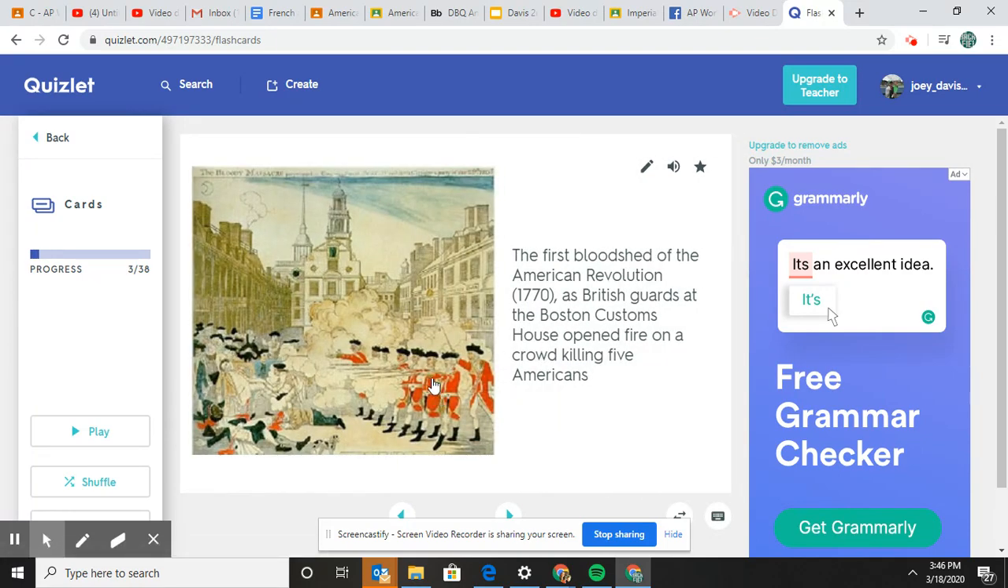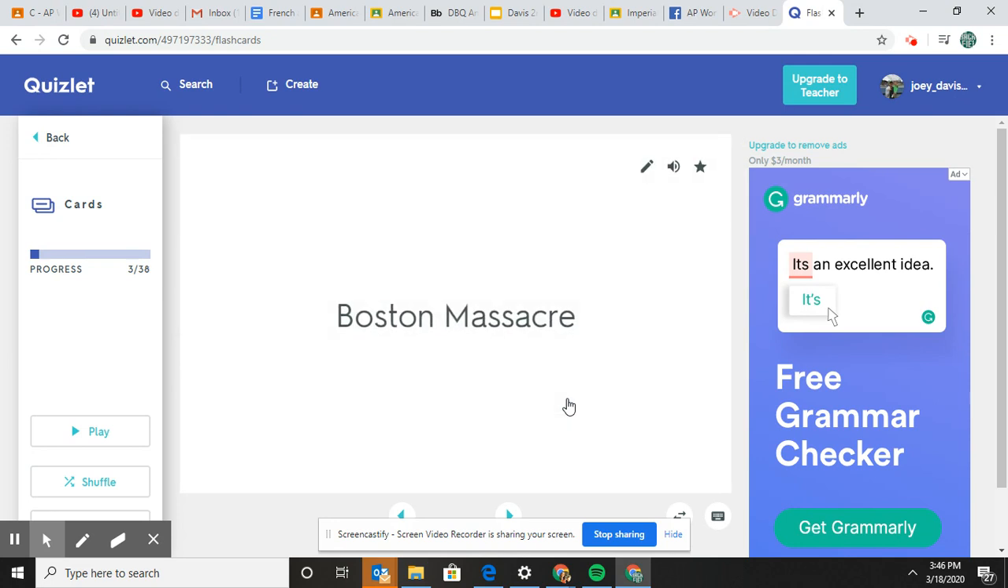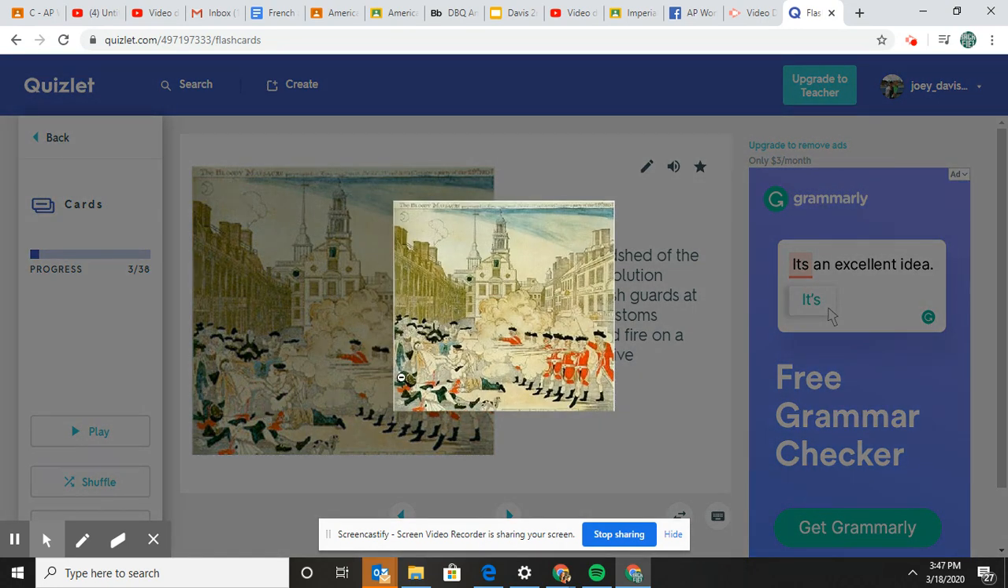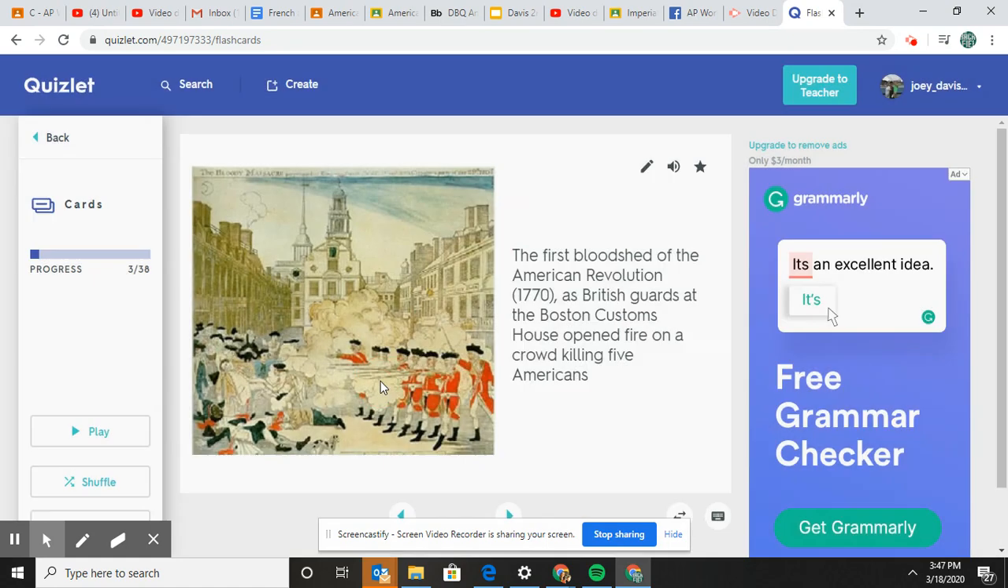All right, so this is a picture, of course, of the Boston Massacre. There were 5 people killed, including Crispus Attucks, who I believe is represented right here. He was a freed African American, so he was one of the first 5 to die in the American Revolution.